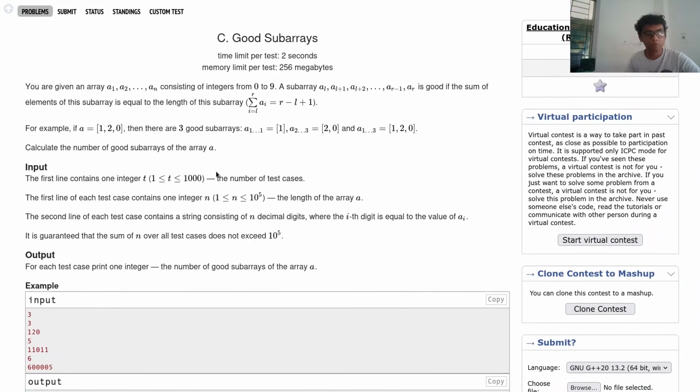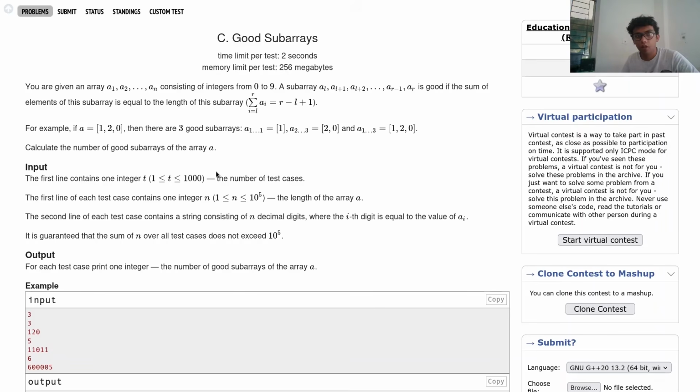All right. So you're given an array A1, A2 till AN consisting of integers from 0 to 9. So the array consists only of integers 0 to 9. A subarray AL plus 1, AL plus 2, so on till AR. So basically a subarray from L to R is good if the sum of the elements of this subarray is equal to the length of this subarray. So we are going to make sure the sum of the elements of the subarray will be equal to the length, R minus L plus 1, of the subarray.